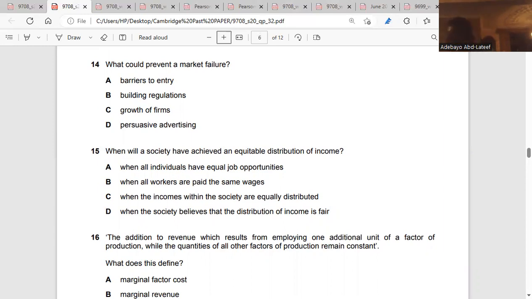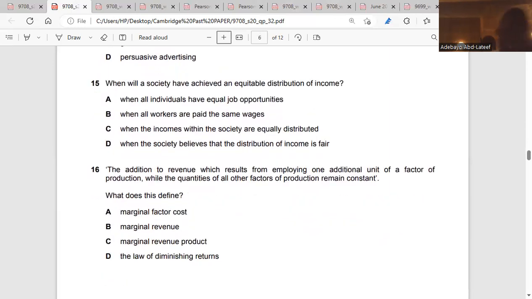So here they said, when will a society have achieved an equitable distribution of the income? It is only when we feel income will not be unequal. At that point in time, in our mind, we feel that the government has done its best. That is when the society believes that income is distributed equally, and that is when we can achieve equitable distribution of income. You get it? So the answer is D.